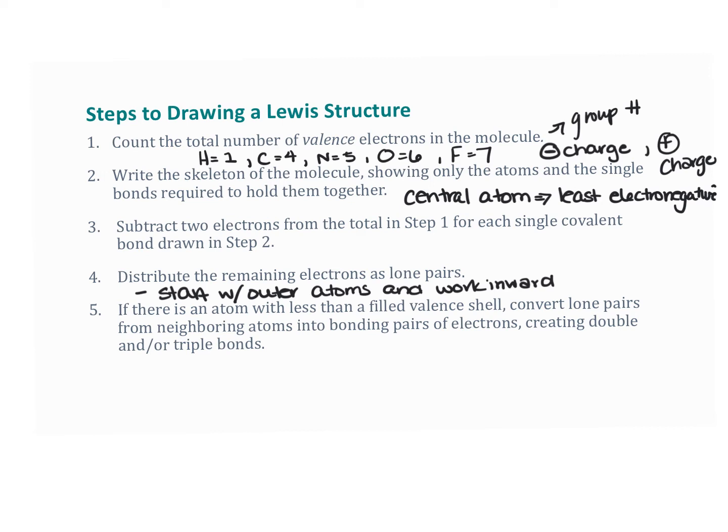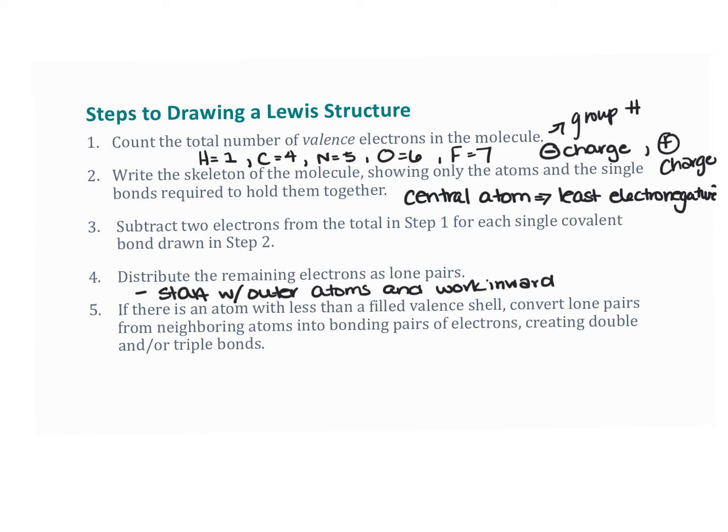If there's an atom with less than a filled valence shell and you're out of lone pairs, you then convert those lone pairs from neighboring atoms into bonding pairs of electrons. And that's how we create those double and triple bonds. So we did this a lot in Gen Chem 1. This is really a review.